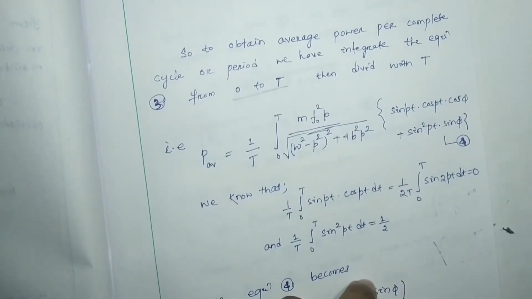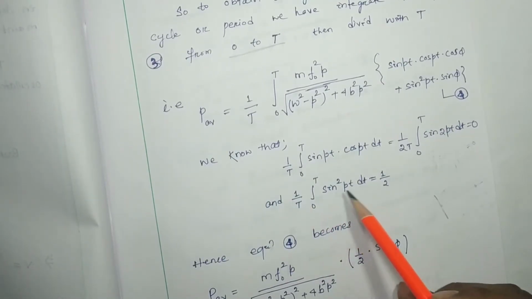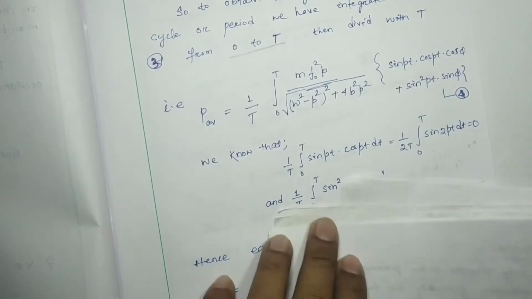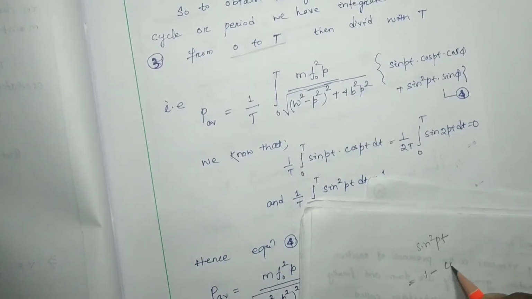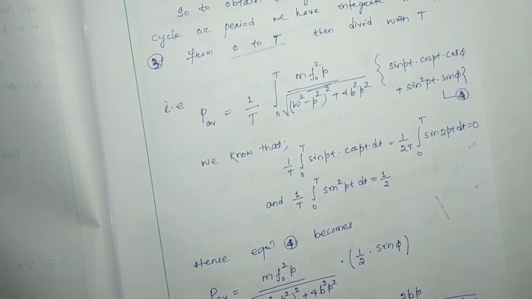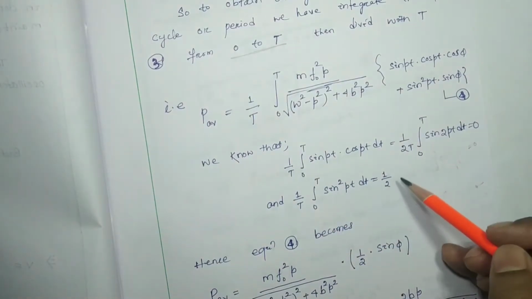So what we found, this will be equal to 0, and 1 by T sin square pt dt will be 1 by 2, because sin square pt can be written as (1 minus cos 2pt) by 2. So here 1 by 2 comes into the picture, so the answer will be 1 by 2. You can check it in your rough. So 1 by T, 0 to T, sin square pt dt value will be 1 by 2.